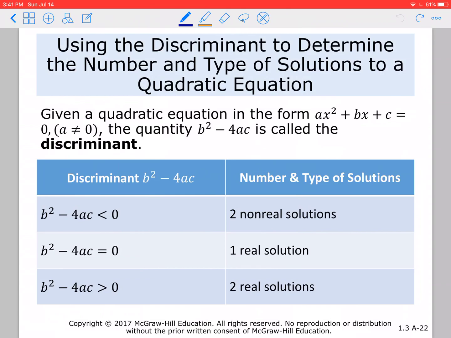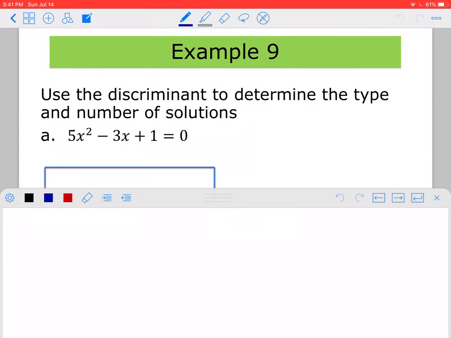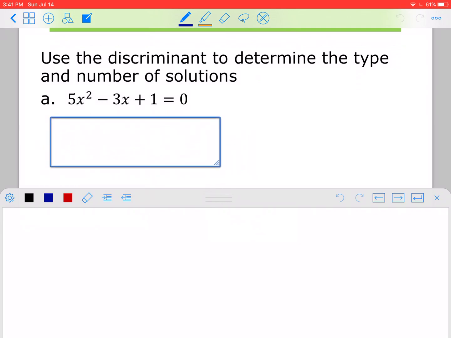That gives us negative 11. So guess what? Negative number means two non-real solutions. Simple enough, right?